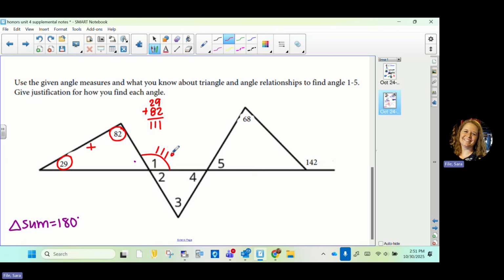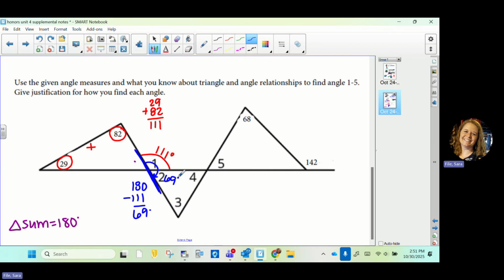So I know angle 1's 111 degrees. So then I can use linear pair to find angle 2, because 1 and 2 form a line together. So I know that together those should be 180. So I can subtract the 111 from 180 and see that it should be 69 degrees. This is 69 degrees. Now I can't go any further right from there.